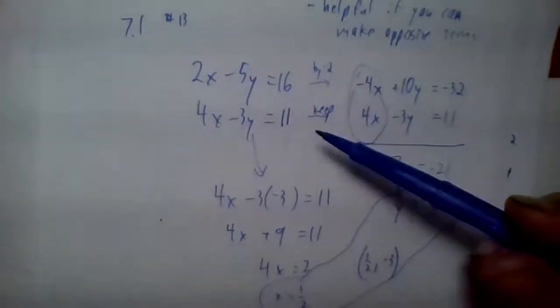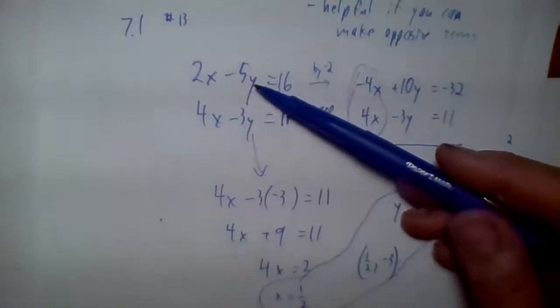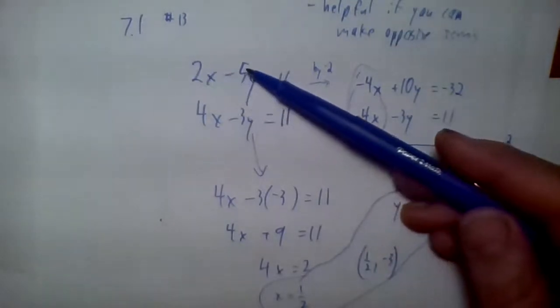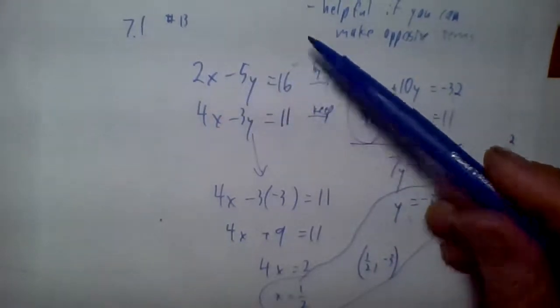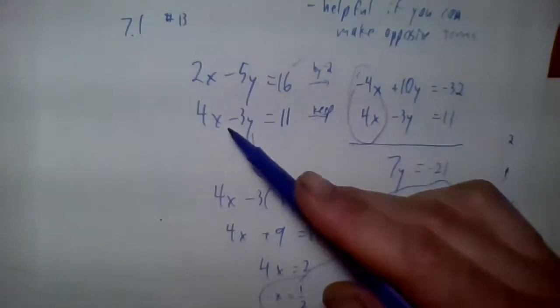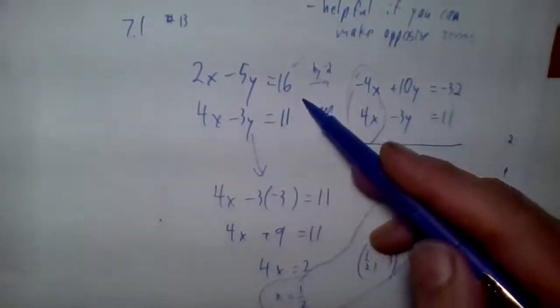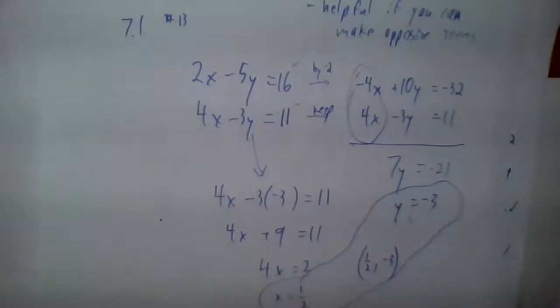Should work in both of these. If x is 1/2 and y is -3, then I get 1 plus 15. That adds up to 16. And in the second one, that's 2 plus 9 equals 11. Sure enough, that works in both equations. That's the one point where these things cross, and that works out great.